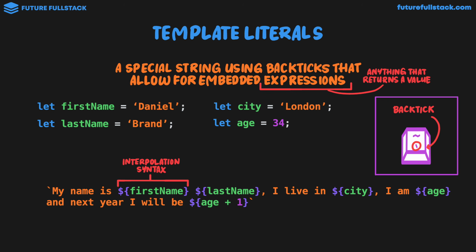Now, the other really great thing of being able to use embedded expressions inside template literals is that you can perform calculations. So over here, I'm taking my age, which is a numeric type, and adding 1, also a numeric type, which would result in the value 35. When everything inside the embedded expressions has been calculated, this sentence is then all converted into a string type. So let's go play around with template literals inside VS Code.